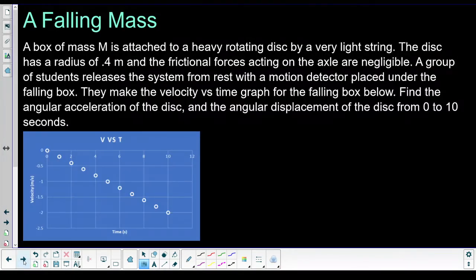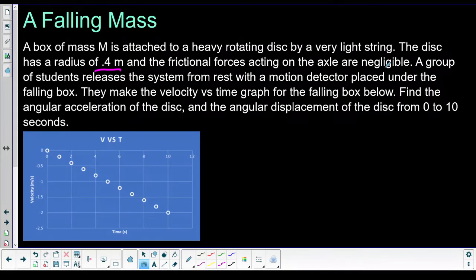All right, let's look at another problem. Okay, so we have a mass of m attached to a heavy rotating disk by a very light string. The disk has a radius of 0.4 meters, and the frictional forces acting on the axle are negligible.